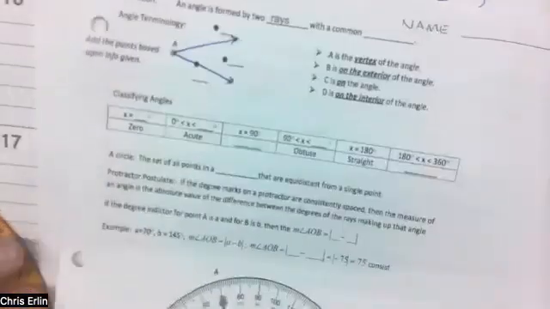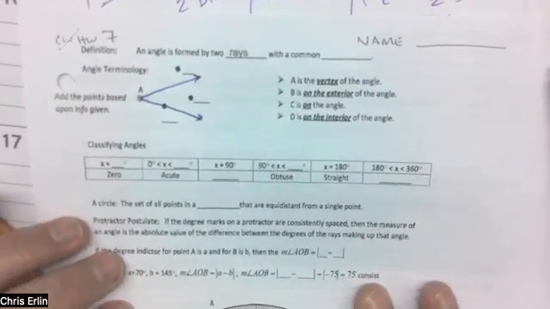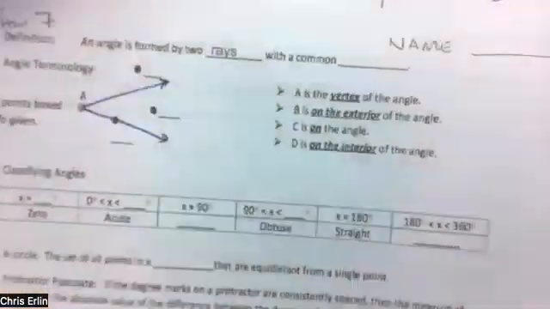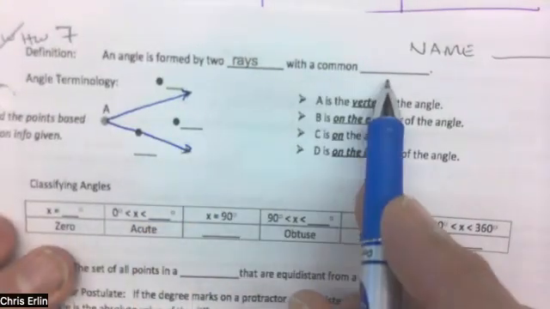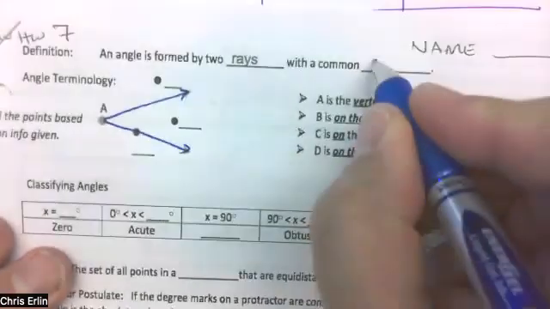Let's talk a couple more details about this. This is your notes and worksheet for today. An angle is formed by two rays with a common what? Good, endpoint.